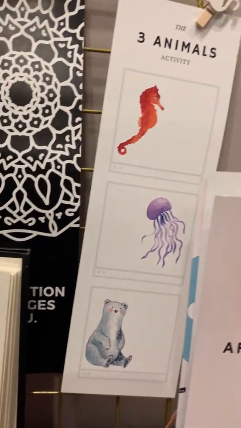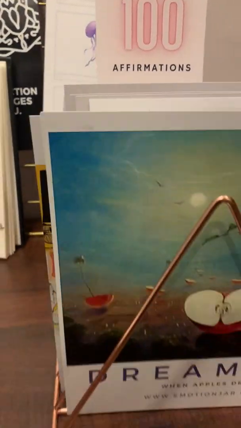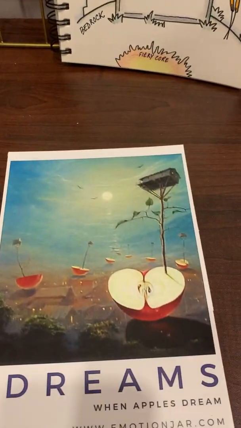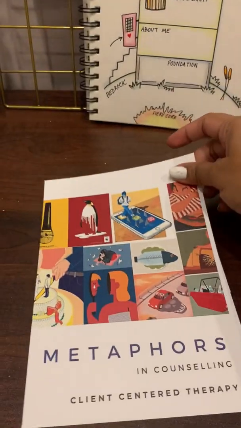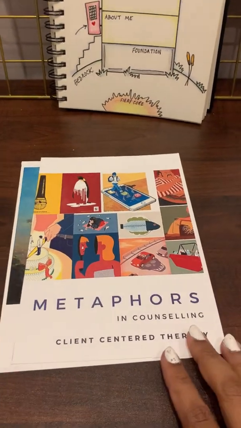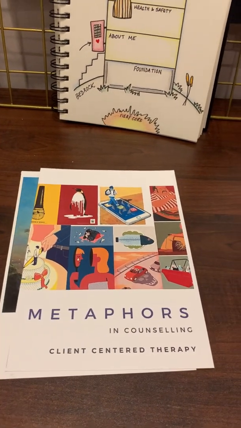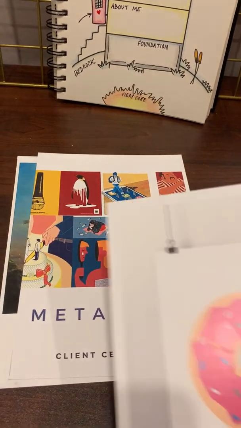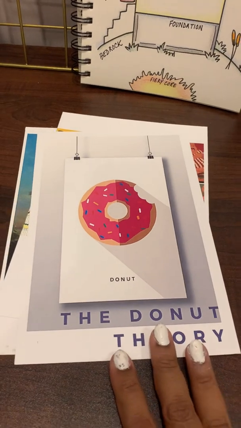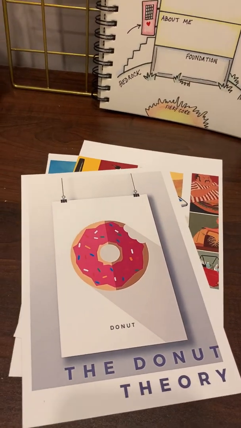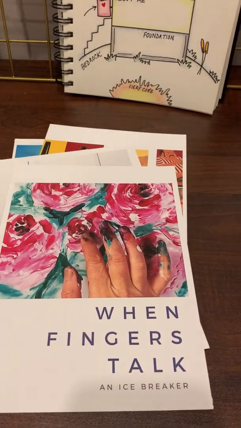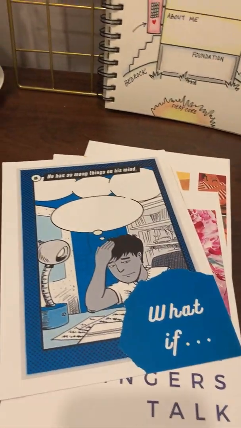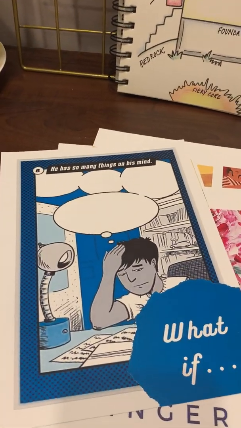We'll have a mandala creating. I've discussed the 3 animals. This is pretty interesting. The dreams, metaphors. Now, dream here is a little different from the psychoanalytical viewpoint. We'll be discussing at length there. The metaphors in counseling which are used, and how you can analyze what the client is saying. The donut theory. Then we'll have this technique. We'll have a lot of what if worksheets.